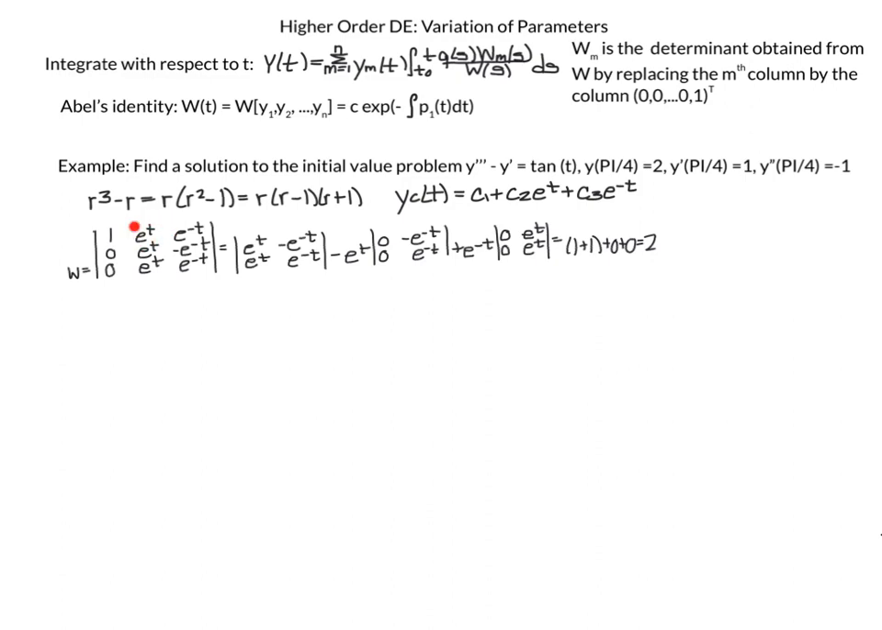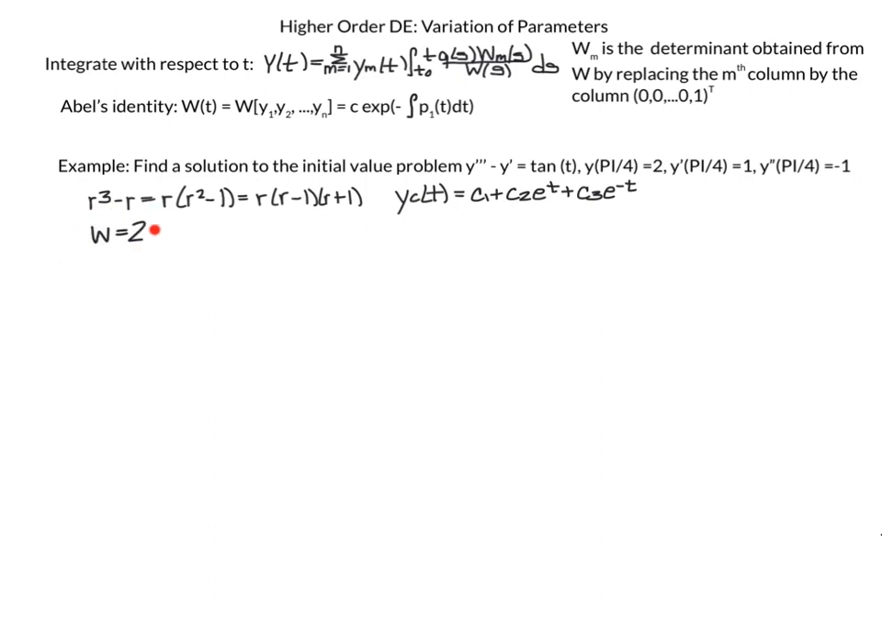Next, I have minus this element here, which is e to the t, times the determinant. Eliminating these two, I'm left with 0, 0 here, and minus e to the t and e to the t for the final row. And then last, I have my e to the minus t. I'm eliminating this column and this row, and I'm left with 0, 0, and e to the t, e to the t. When you calculate this out, that is equal to 2. And I will make a note that the Wronskian is equal to 2 right here.